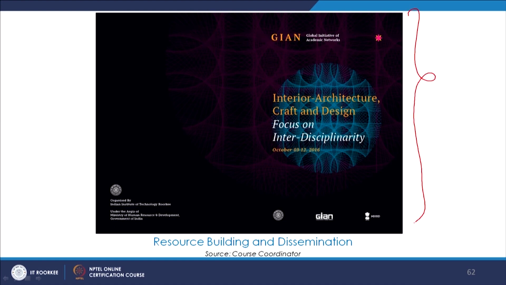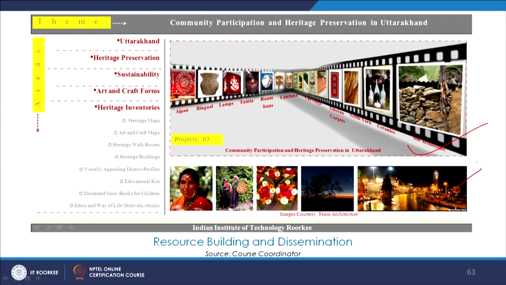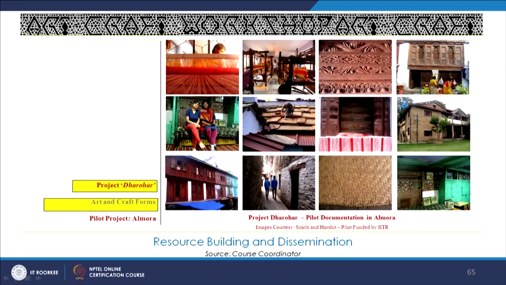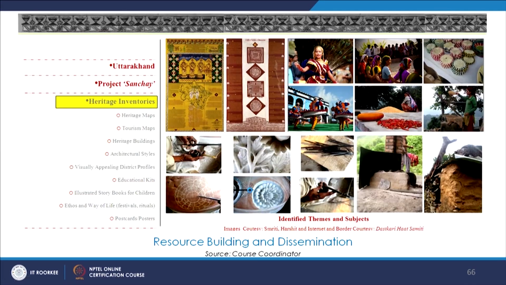So I also conducted this Gyan course, which again talked about this interrelationship between interior architecture, craft and design. It was a very successful course, and again it was a way of networking, disseminating and creating a resource. The work that happened during this was exhibited and a lot of prototypes were made. Again, some more projects and their details, and how we approach a project from a resource building and dissemination perspective, of course followed by the research and documentation part, the process to be followed, and what are the focal points of that project. And again, more details, visual repositories, resource building and dissemination.